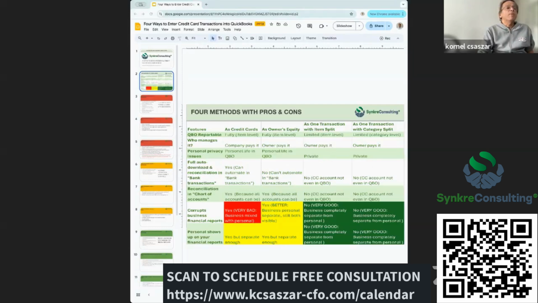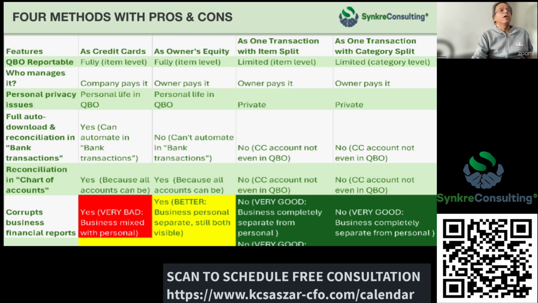One method is to import your personal credit card transactions directly into QuickBooks. When you do this, every transaction on that credit card, including those that are purely personal, will become part of your company's financial records. Obviously, there are some issues there, right? With privacy. Downside, this method can cause significant issues.